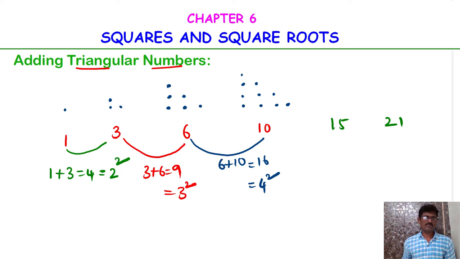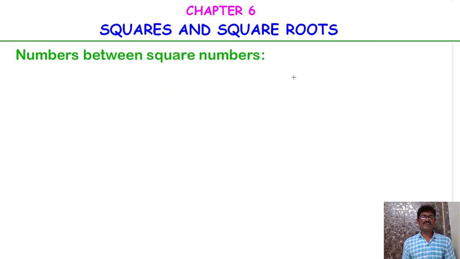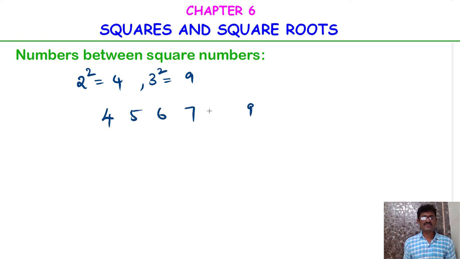Now let us go to one more pattern. Numbers between square numbers. Suppose I take 2 square, that is equal to 4, and let me take 3 square, that is equal to 9. Now in between 4 and 9, that means in between 2 square and 3 square, how many numbers are there? What are the numbers we have? In between 4 and 9 we have 5, 6, 7, 8. Except 4 and 9, we have how many numbers? 4 numbers.